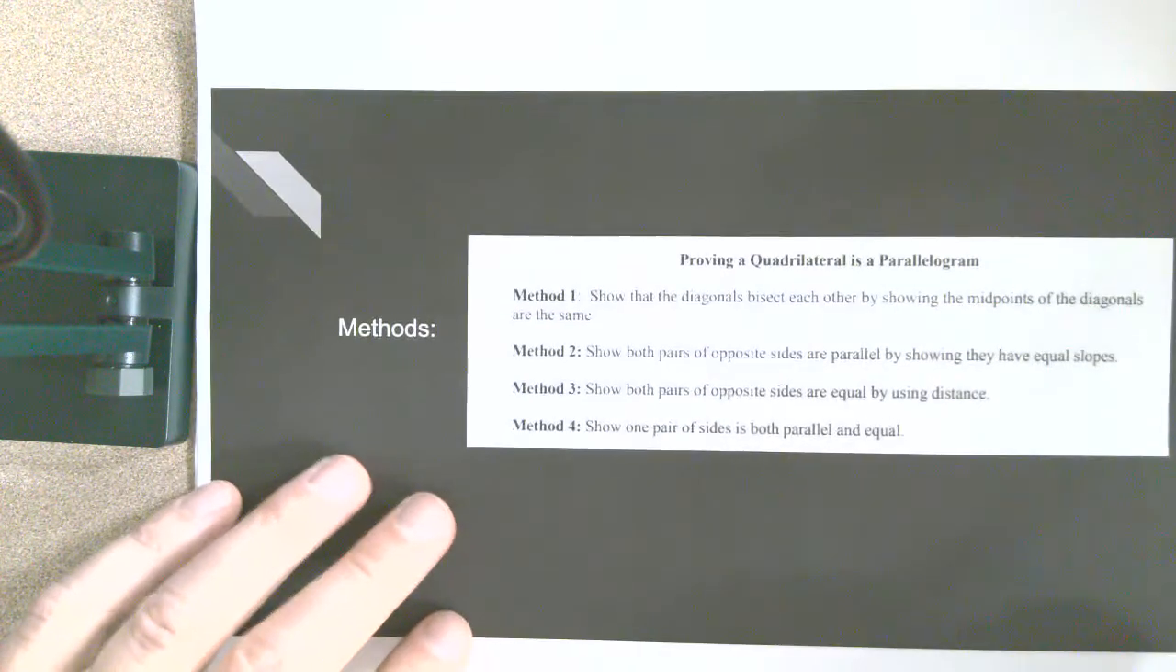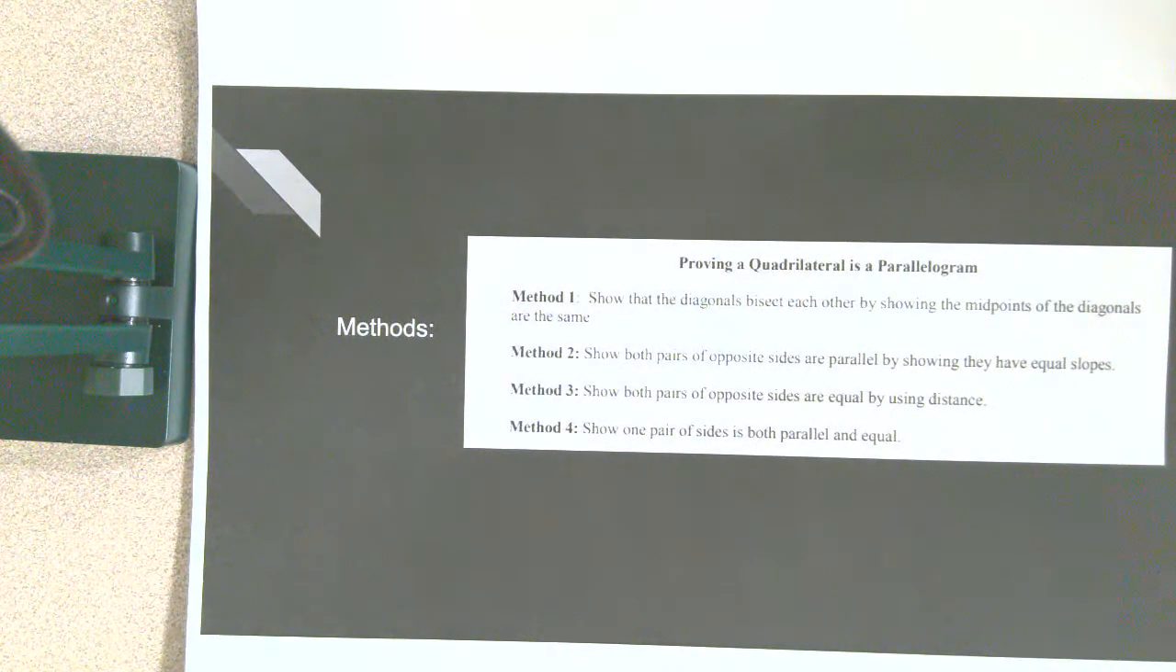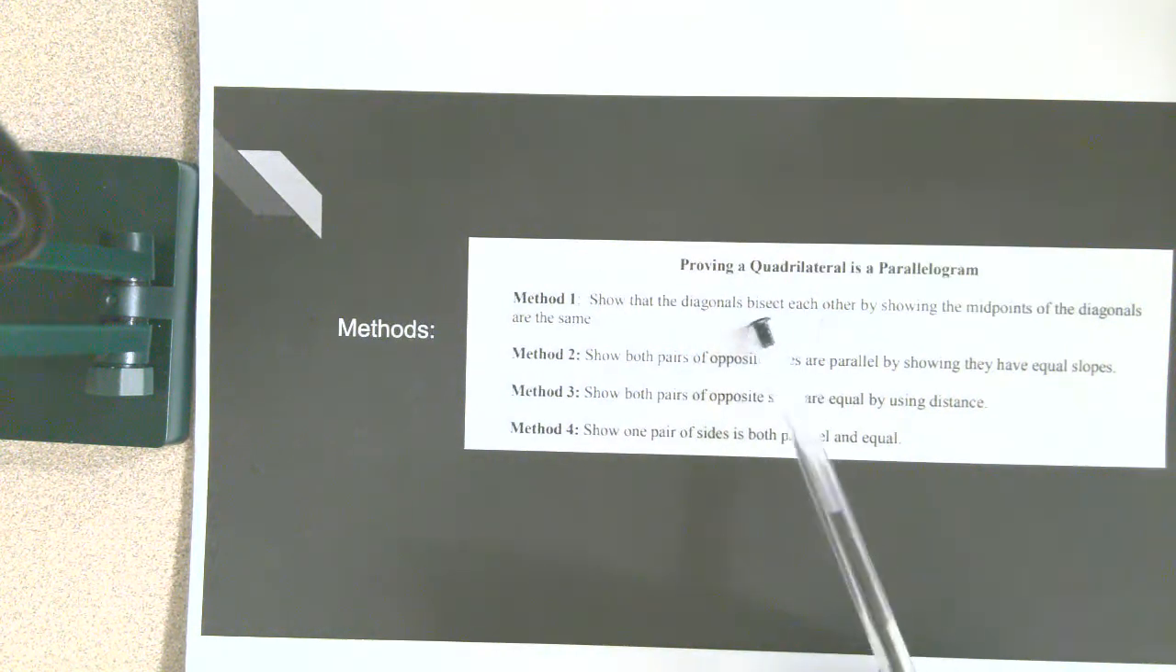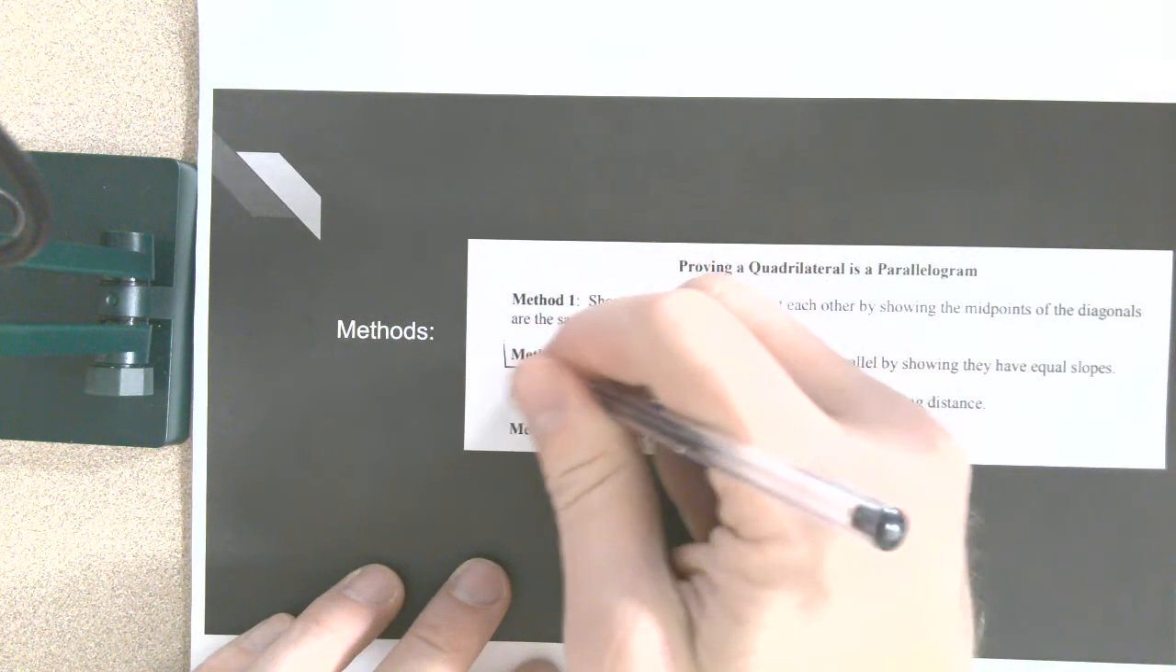Now there are 4 methods that we could utilize to prove that a figure is a parallelogram. And again, we're only going to focus on one of them. I'm going to talk about these 4 methods real briefly. Method 1 would be to show that the diagonals bisect each other. That would be using the midpoint formula. Method 2 would be showing that both pairs of opposite sides are parallel by finding the slopes. That's the method we're going to focus on right here, method number 2.